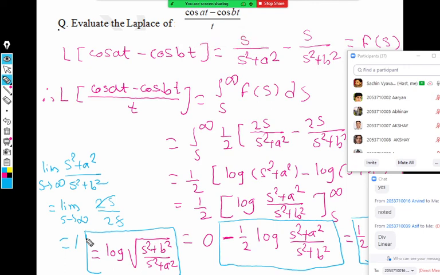Is there a network connection? I think some problem was there. Can you see now? Any doubt? No, sir. No doubt. Okay.